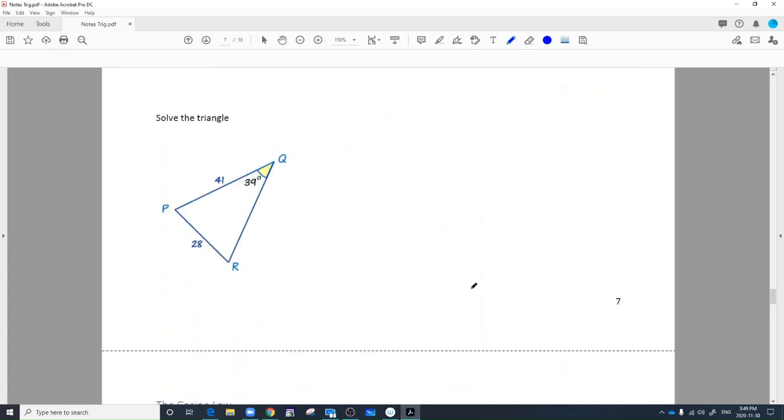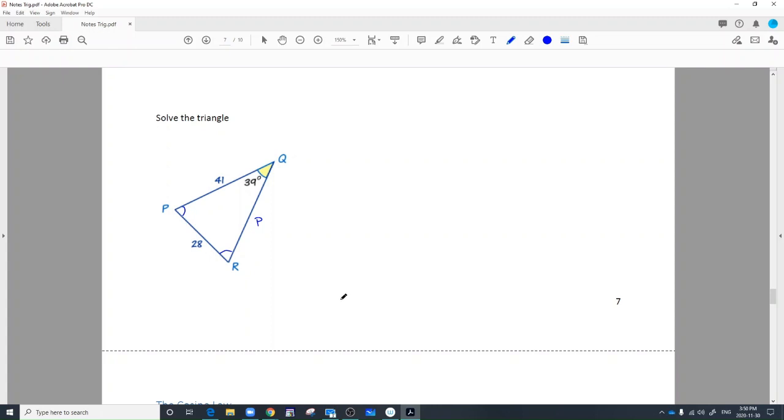So now here's the ultimate question. This question says solve the triangle. So what don't we know? Well, we don't know angle P, we don't know angle R, and we don't know side P. So we have 3 things that we need to solve for. And we need to first off notice that this is not a right angle triangle.